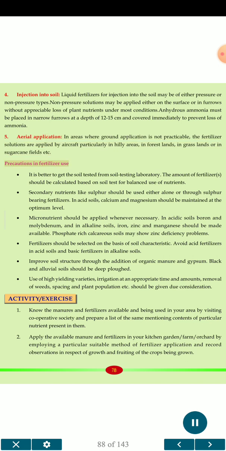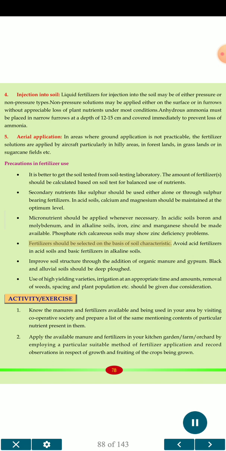Precautions in fertilizer use. It is better to get the soil tested from a soil testing laboratory. The amount of fertilizer should be calculated based on soil test for balanced use of nutrients. Secondary nutrients like sulfur should be used either alone or through sulfur-bearing fertilizer. In acid soils, calcium and magnesium should be maintained at the optimum level. Micronutrients should be applied whenever necessary. In acidic soils, boron and molybdenum, and in alkaline soils, iron, zinc and manganese should be made available. Phosphate-rich calcareous soils may show zinc deficiency problems.